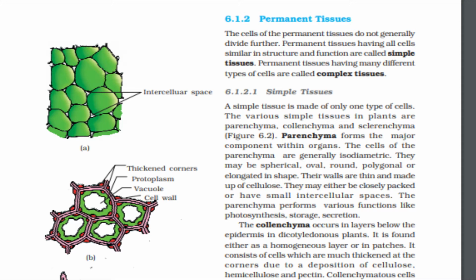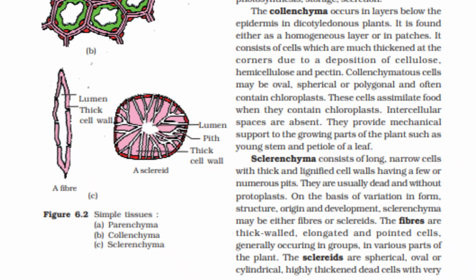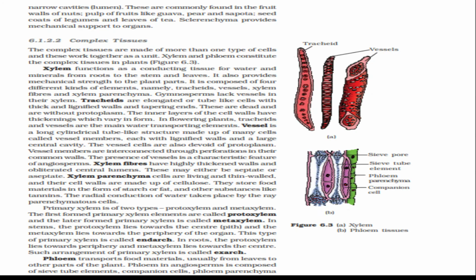Sclerenchyma consists of long, narrow cells with thick and lignified cell walls having a few or numerous pits. They are usually dead and without protoplasts. On the basis of variation in form, structure, origin and development, sclerenchyma may be either fibers or sclerids. The fibers are thick-walled, elongated and pointed cells, generally occurring in groups, in various parts of the plant. The sclerids are spherical, oval or cylindrical, highly thickened dead cells with very narrow cavities, lumen.